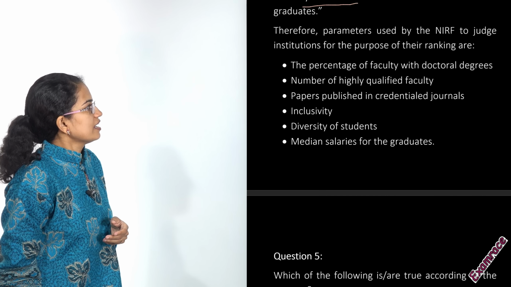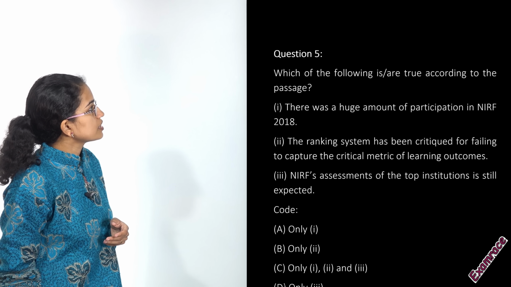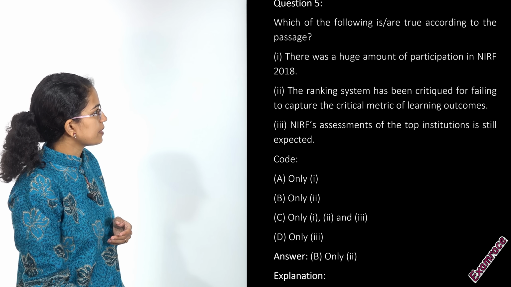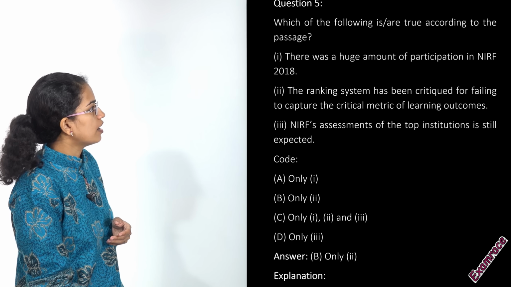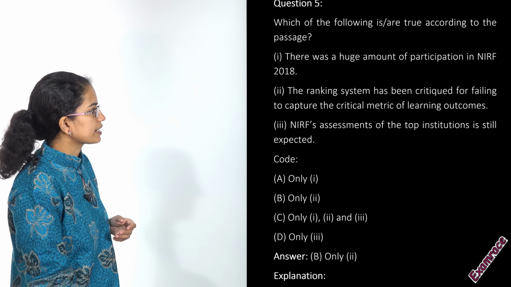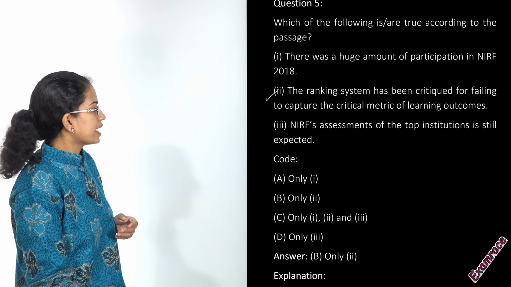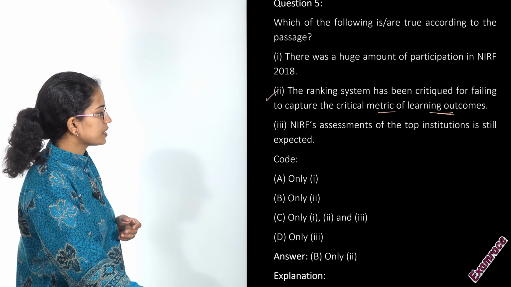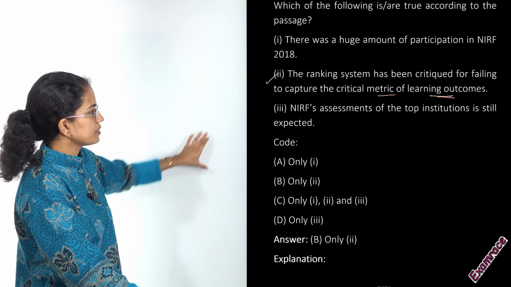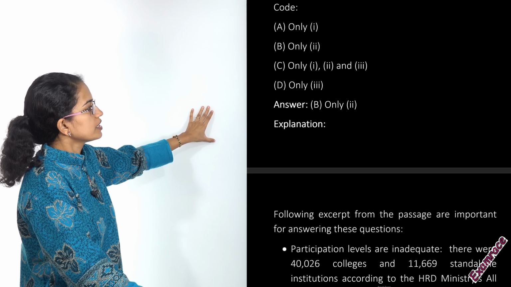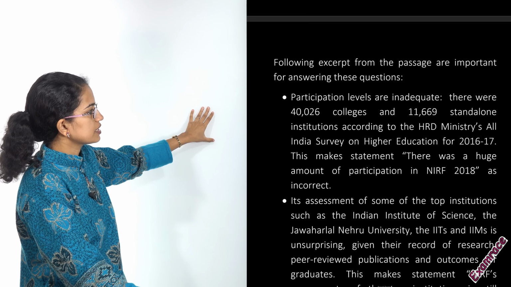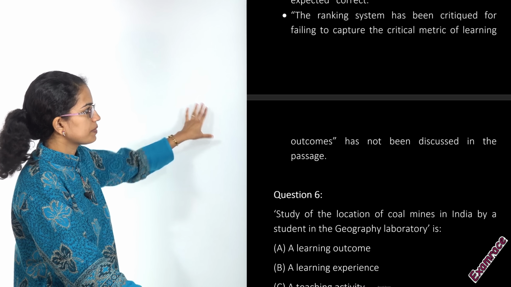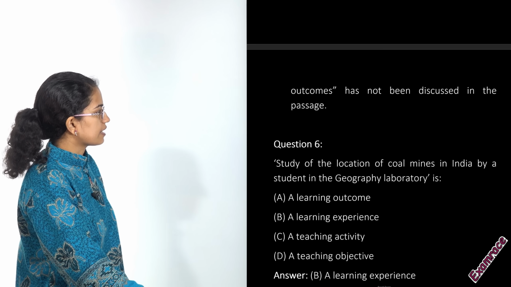The next is, which of the following is true according to the passage? According to the passage, the ranking system has been criticized for failing to capture the critical metrics of the learning outcome, and that's the only thing that the passage is trying to talk about, and that's very important. It has talked about the inadequate representation and the explanation of the critical outcomes have not been mentioned. So those are the things that have been talked about.